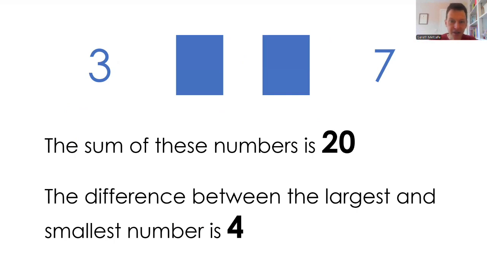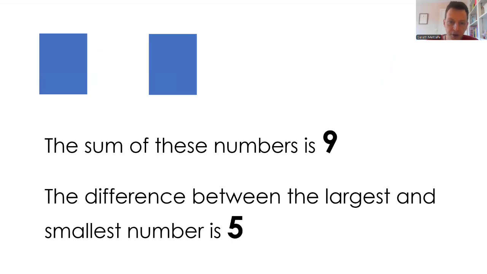Have a look, there's 4 numbers, I've hidden 2 of them. The sum of the 4 numbers is 20. The difference between the largest and the smallest number is 4. What could the 2 hidden numbers be? I could explore that one. Or the sum of the 2 numbers that are hidden there is 9, and the difference between the largest and the smallest of those 2 numbers is 5. And we could think, well, what could those numbers be?